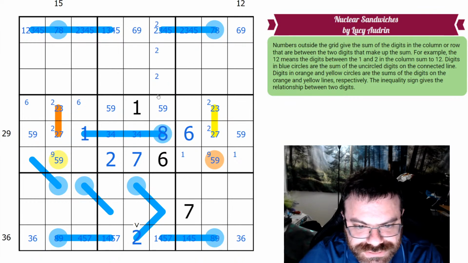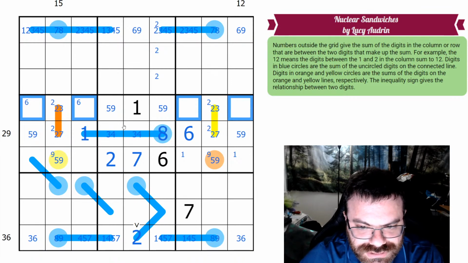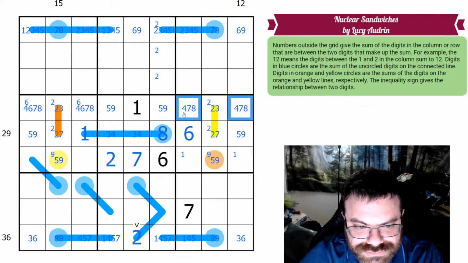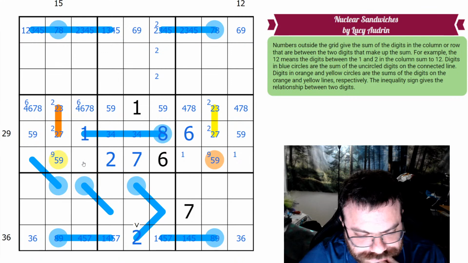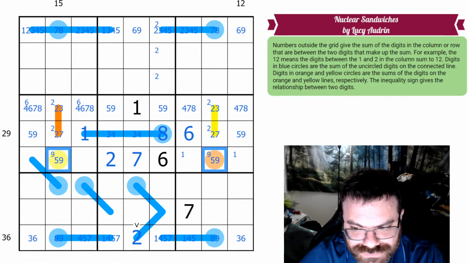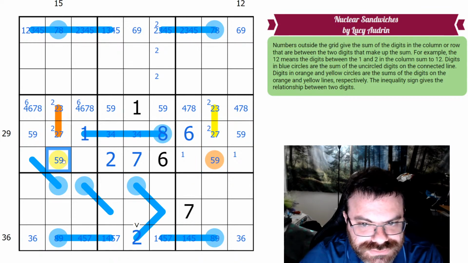Two's up here somewhere. Can I do anything with this 5-9 pair? I mean, this is a quad. I'm not sure how useful that is. We need 4, 6, 7, 8. These aren't 6. Are these limited? We have the 5-9 pair. Get rid of these 9 corner marks.